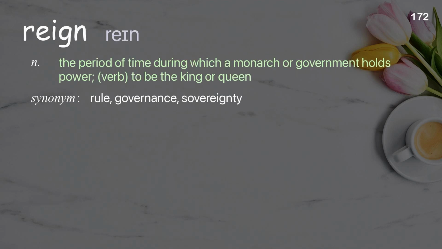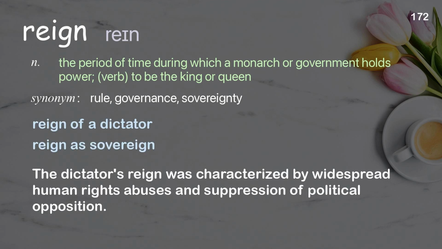Reign. The period of time during which a monarch or government holds power. Verb, to be the king or queen. Examples: Reign of a dictator. Reign as sovereign. The dictator's reign was characterized by widespread human rights abuses and suppression of political opposition.